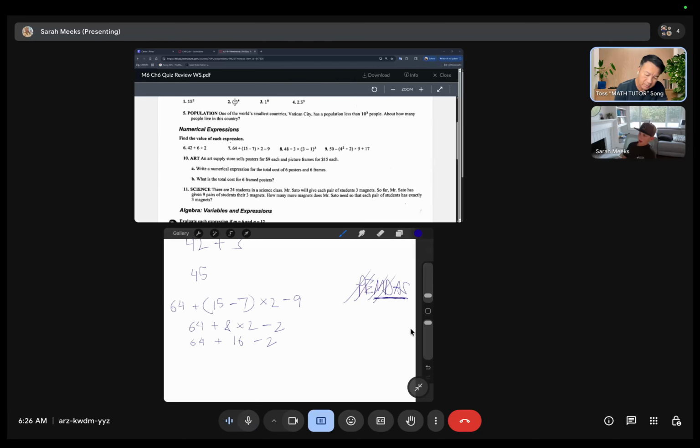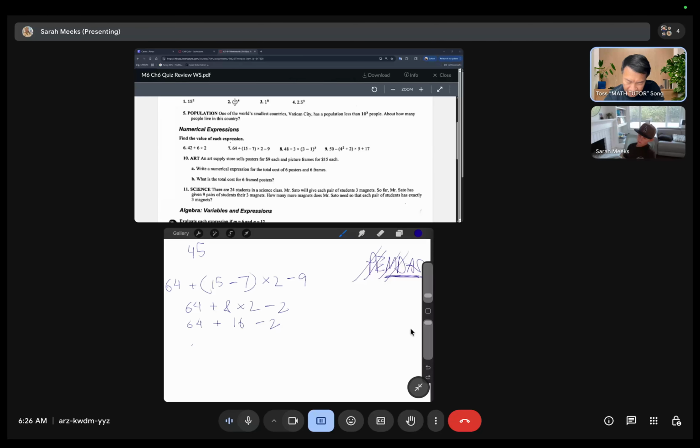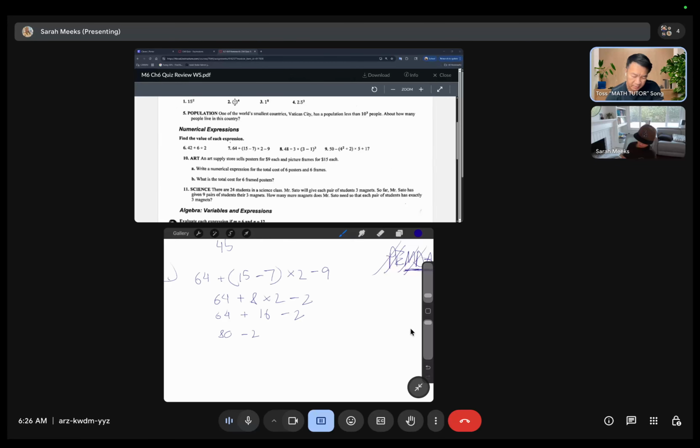Multiplication and division are done. Then add, and then subtract. But add first, what is that? Let me see. It's going to be 80. Subtract 2, and then you're done. So that would be 78. That looks good. Now, if you ever want to check your work, you can use a calculator.